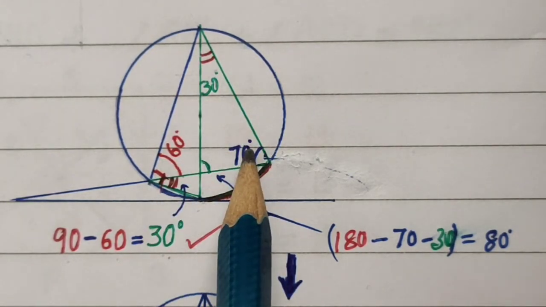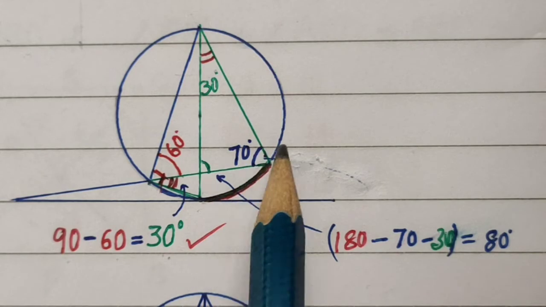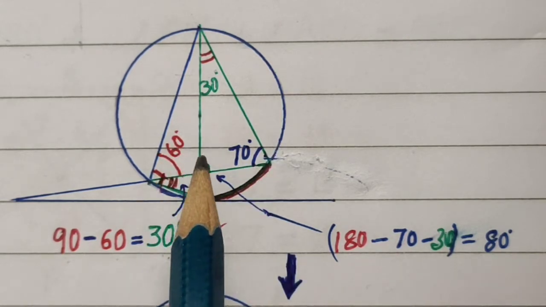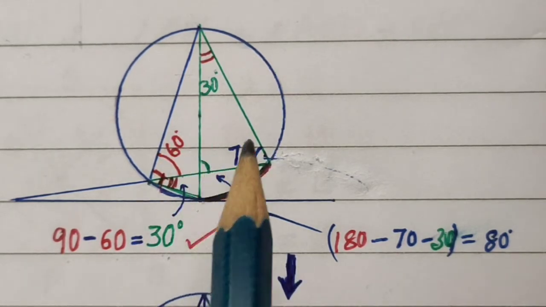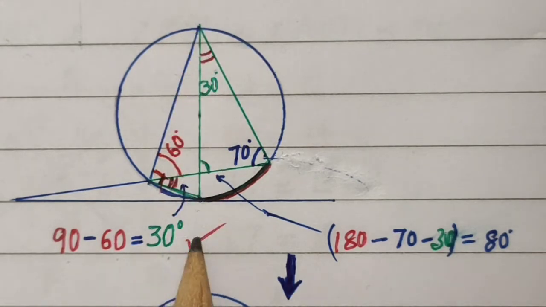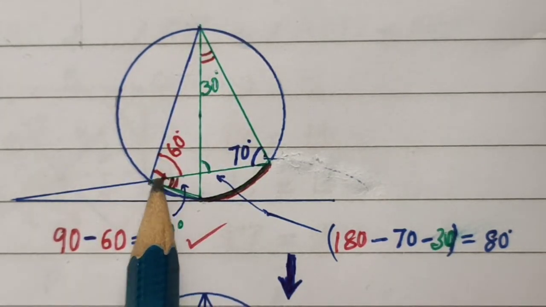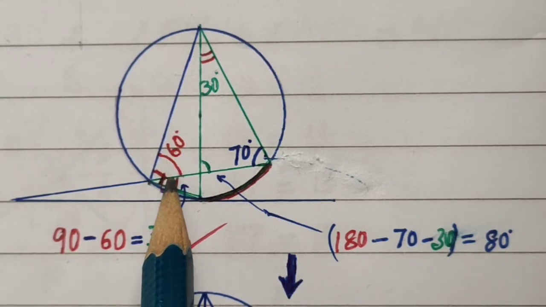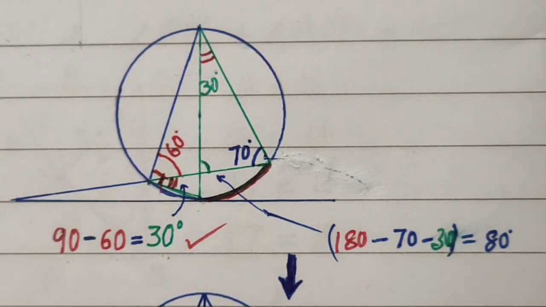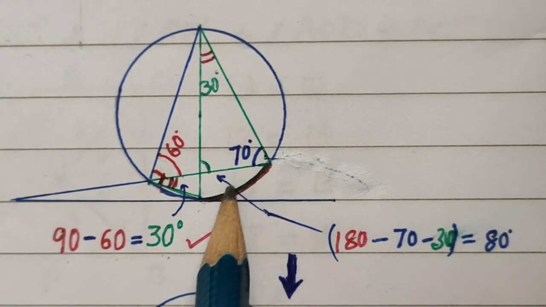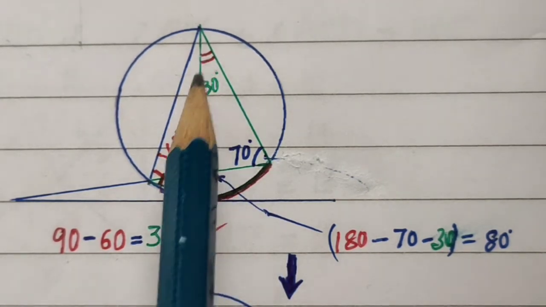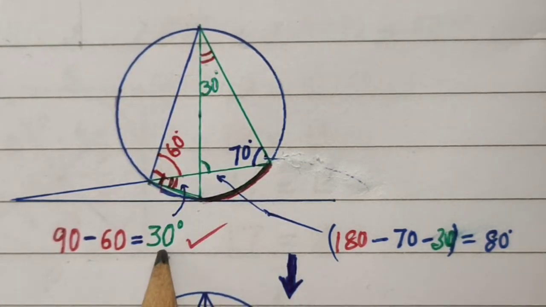50 plus 70, we deducted from 180, we got 60. We know that angle in a semicircle is a right angle. If you take this as a semicircle, this angle is 90. This angle is 90. 90 minus 60 will give this angle. We also know that angles in the same segment are equal. We found out this as 30 degrees, therefore this is equal to 30.